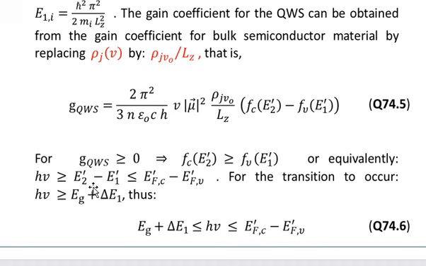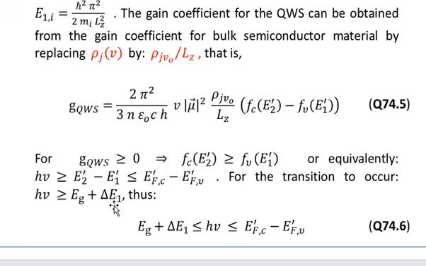So the simple rule is that if E1 prime and E2 prime are lying below the corresponding Fermi levels, E prime FV or E prime FC, then of course these levels will have the probability to be occupied. For the transition to occur, h nu should be greater than Eg plus delta E1.